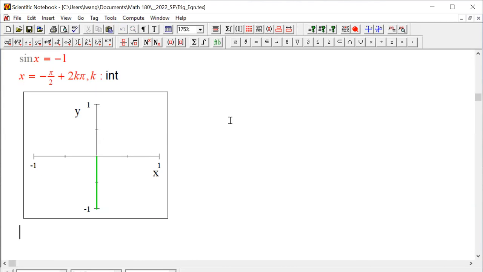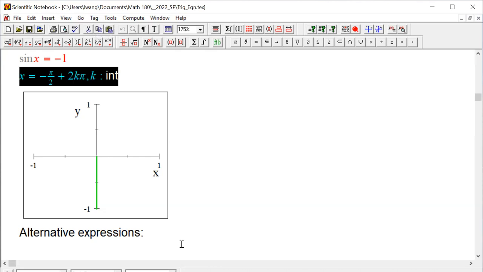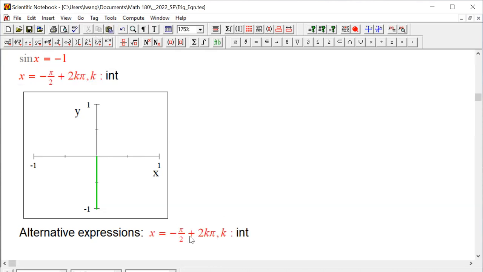There are so many alternative solutions, alternative expressions. Let me put it this way: alternative expressions could be totally different. It could be like 3pi/2.